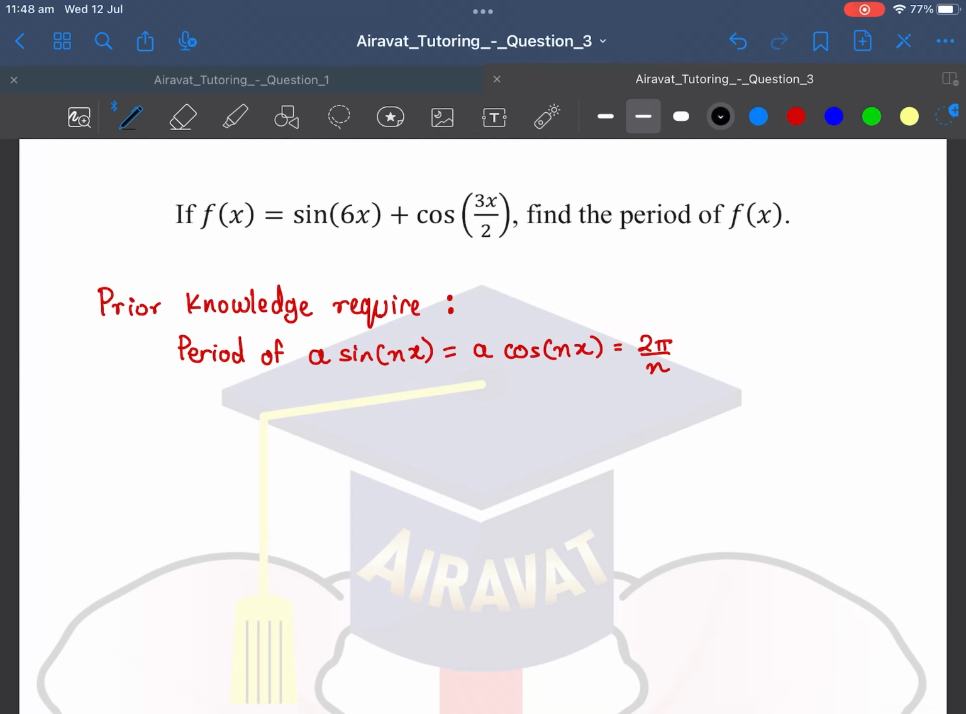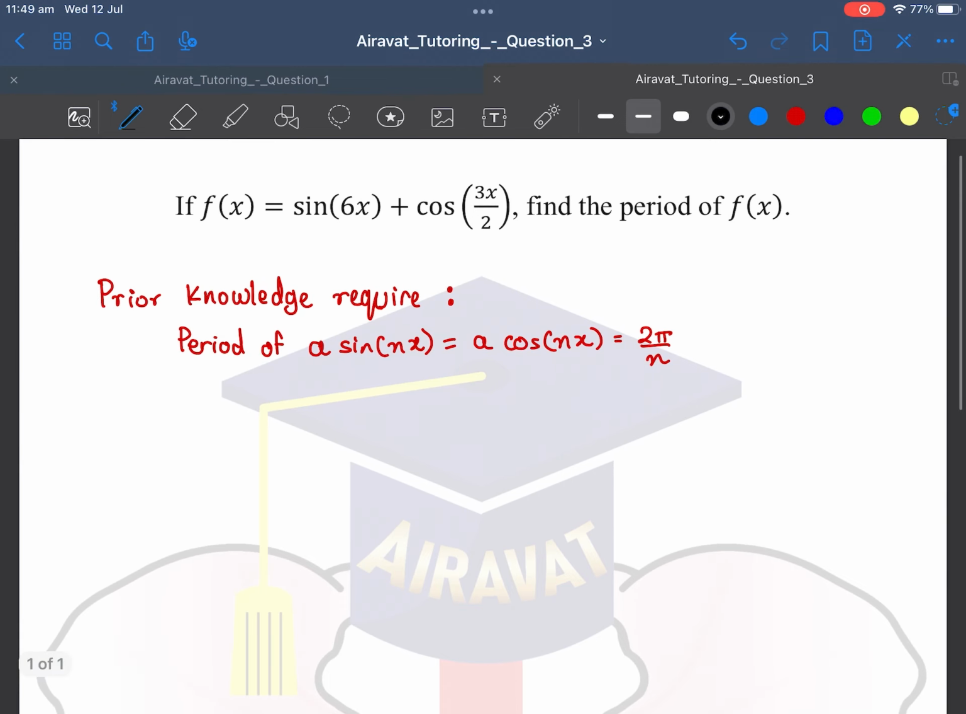Hello everyone, so in this video I'll be showing you how to find the period of when two trig functions are either added together or subtracted. I've seen a question similar to this appearing in VCAA Methods Exam 2 for 2021, so knowing this is pretty important. Anyway, let's start. So what's our first step?